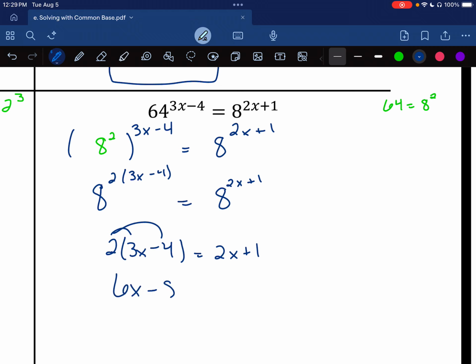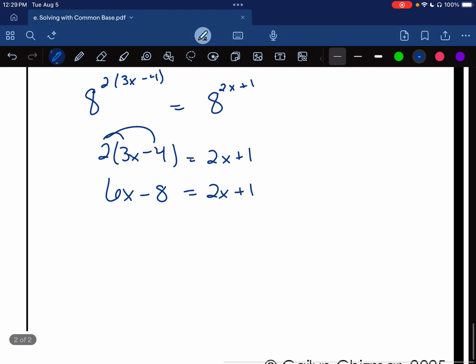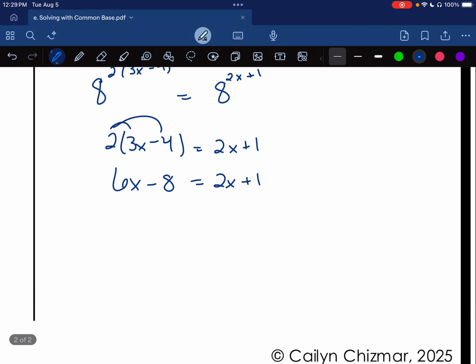We subtract 2x from both sides, so I'll have 4x minus 8 is equal to 1. If I add 8 to both sides, I get 4x equals 9. And that means x is equal to 9/4. And there you go, guys. We solved some equations with a common base.